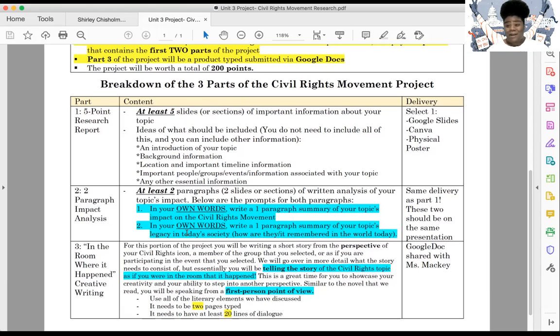Now, there's some of you that are like, Miss Mackey, I want to write a little bit more. And I'm like, yes, ma'am. Sorry for the motorcycles in the background. I'm home in Florida, beach life.